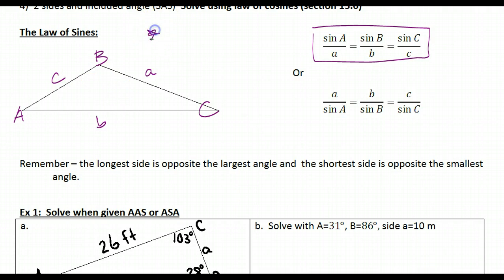And again, to use this formula, we're actually just going to use 2 out of the 3 fractions. You don't need all 3 in order to find a missing side. You just need to set up a little proportion for yourself.